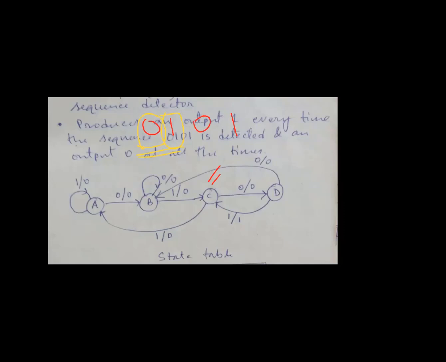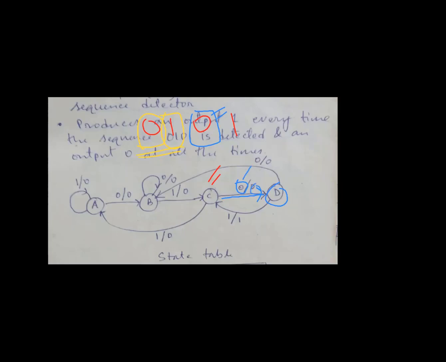So now we are over C. Now say input is 0. Of course if input is 0, that means it is our desired sequence. So we will simply move to the next state, D, for this input. And since still we have not got the sequence, still it is 0 1 0, not 0 1 0 1, for this 0 output will be 0.